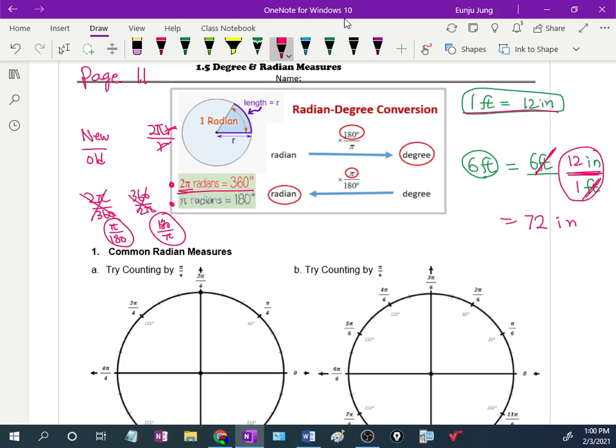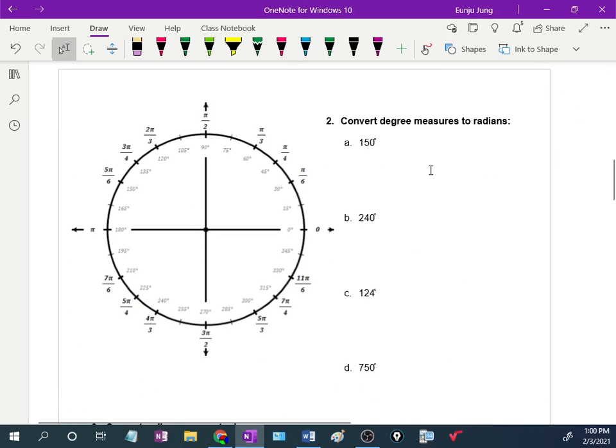So radian goes to degree, and I need to have degree, the new one, on the numerator. If I want to convert the old one to the new one, degree, then I need to have the old one on the bottom, okay? That's how we multiply and change things. So let's practice. So this is the form you need to remember, and let's convert 150 degrees.